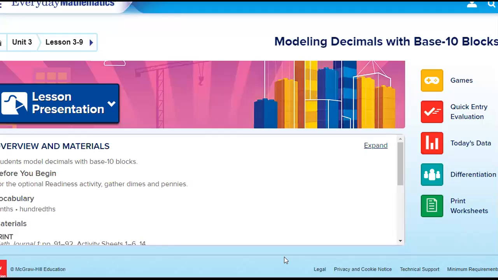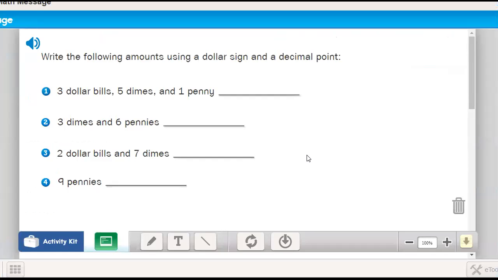Okay, welcome. This is lesson 3-9. We are modeling with decimals and base 10 blocks. So that's what we are using today. For our math message, it says the following. Okay, so you are going to write those amounts using dollar signs and decimal points. Please pause this video and work that out on a piece of paper that you have at home.